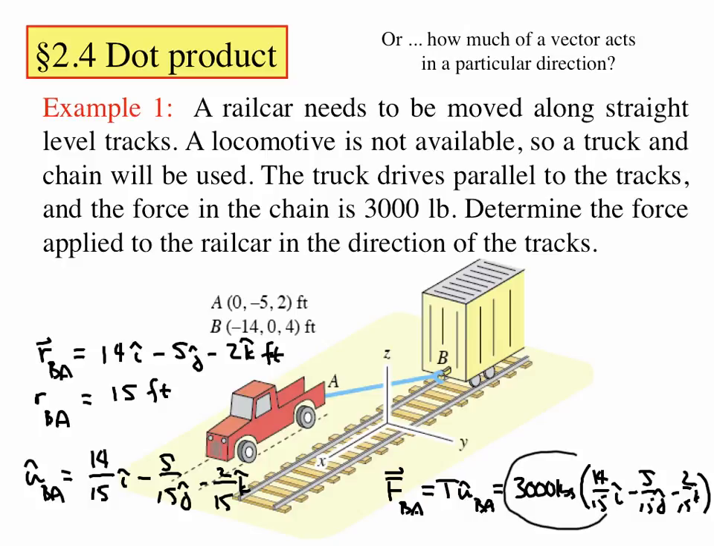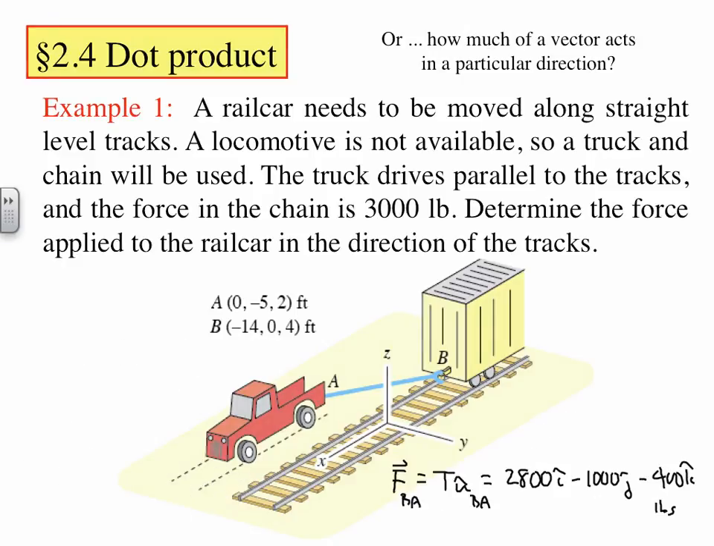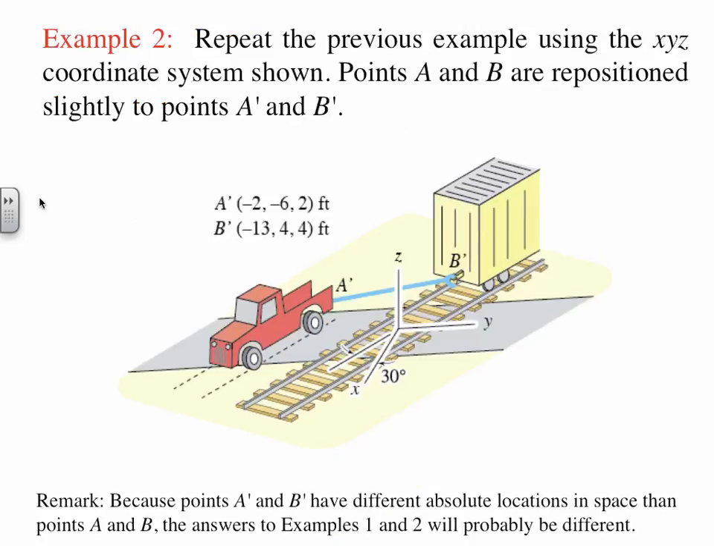The I component of the force is 14 over 15 times 3,000, which is 2,800 pounds, and that is in fact the amount of force that's going to pull the locomotive along the tracks. We will see shortly that the dot product between FBA and unit vector I will have the effect of extracting the scalar component multiplying I while discarding the remaining two components. This becomes important when neither the force nor the direction of interest is aligned with the coordinate system.